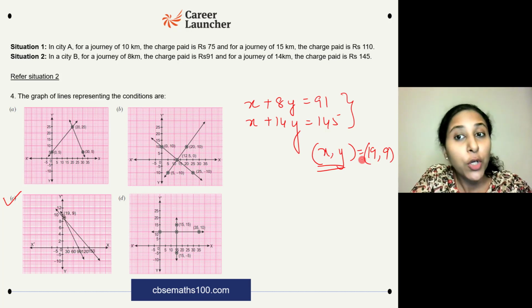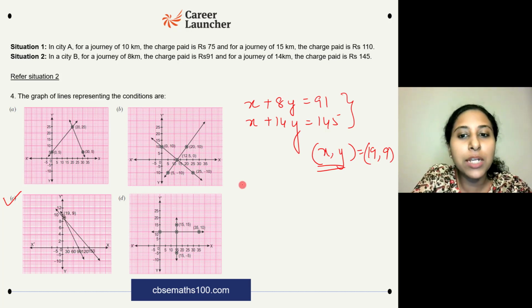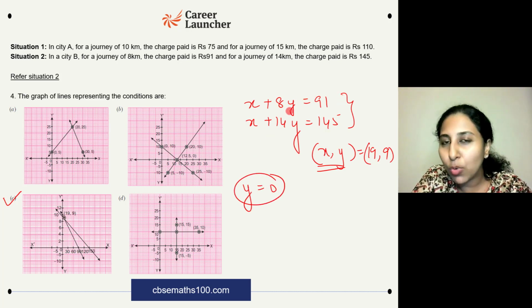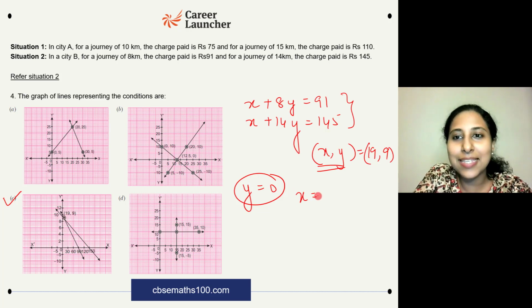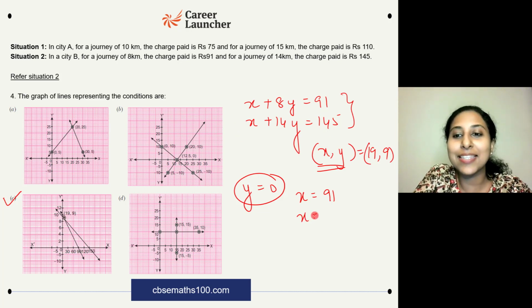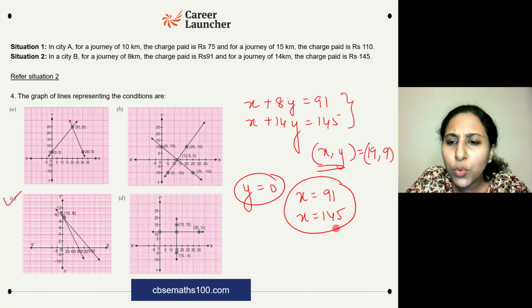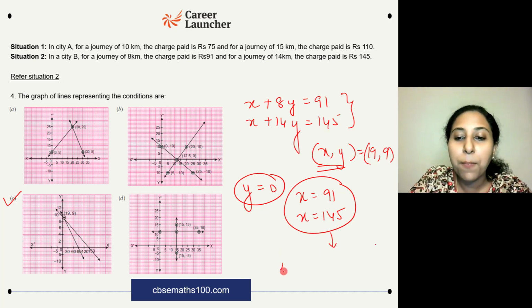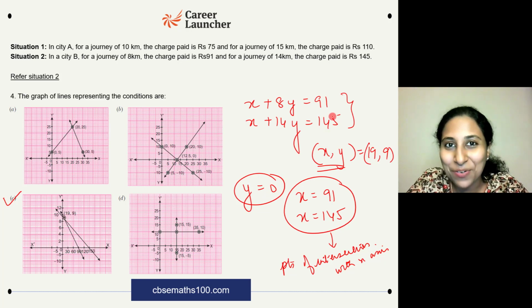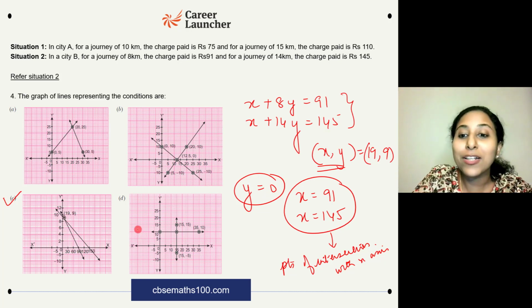Not necessarily. You could have also done this by substituting y equals 0 in both of the equations. When I substitute y equals 0 in the first one, I get x is equal to 91. When I substitute y equals 0 in the second equation, I get x is equal to 145. What do these represent? These represent points of intersection with the x-axis. That is what these points 91, 0 and 145, 0 show you when you substitute y equal to 0. Which of the graphs matches this?